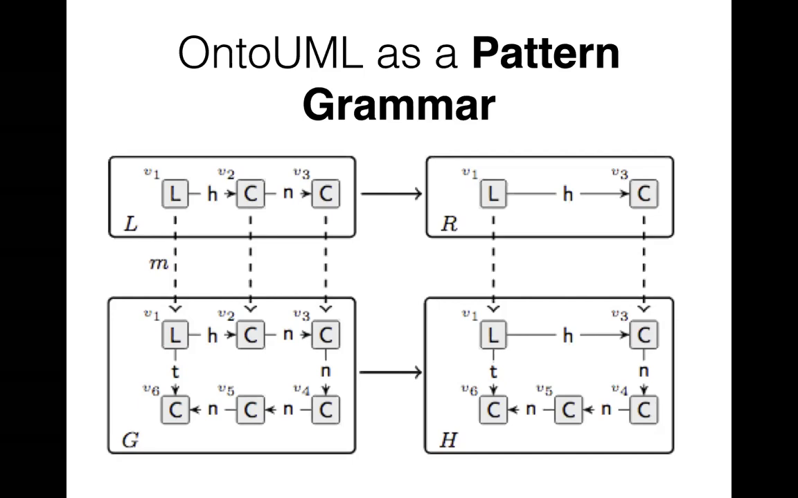So in fact, what we did was to show this. We formalized the grammar of OntoUML as a pattern grammar, as a set of graph rewriting rules in which you show that all models can be built by putting these patterns together.